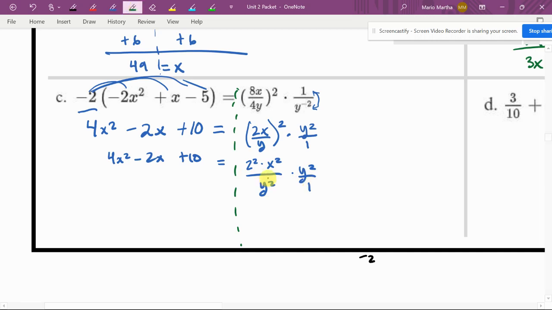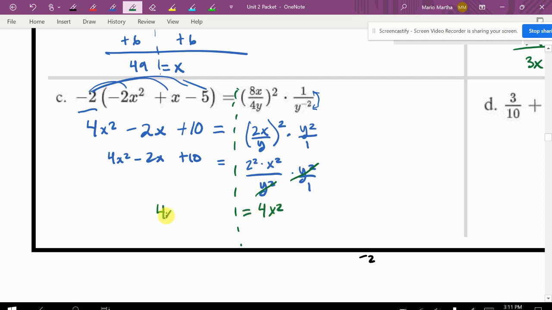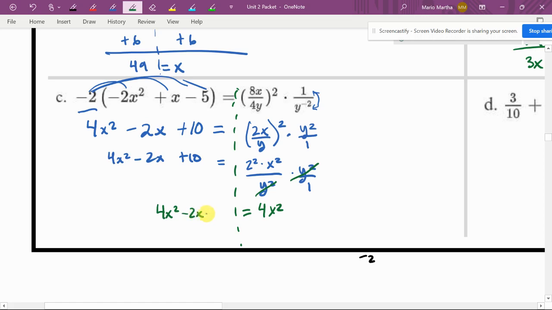Now, if you notice here, whenever you have the same factor both in the numerator and denominator, they divide out. So y² over y², that just becomes positive 1. And then on the right side, you have 2 to the second power, which is 4x². And on the left side, we still have the same thing, 4x² − 2x + 10.